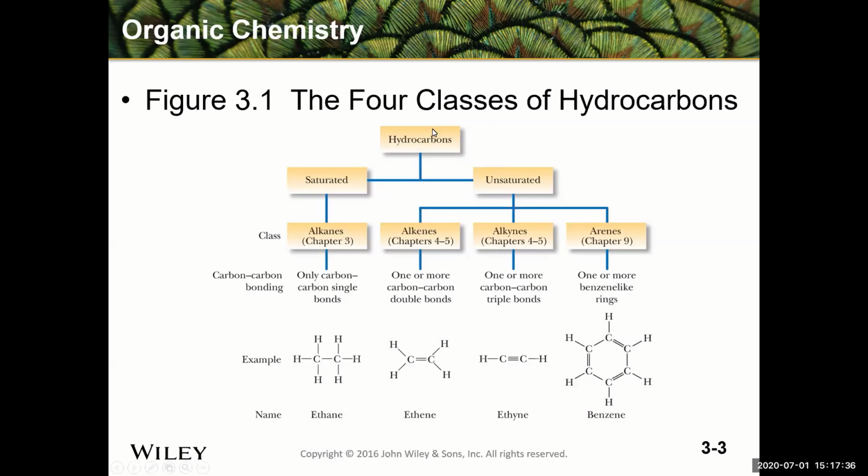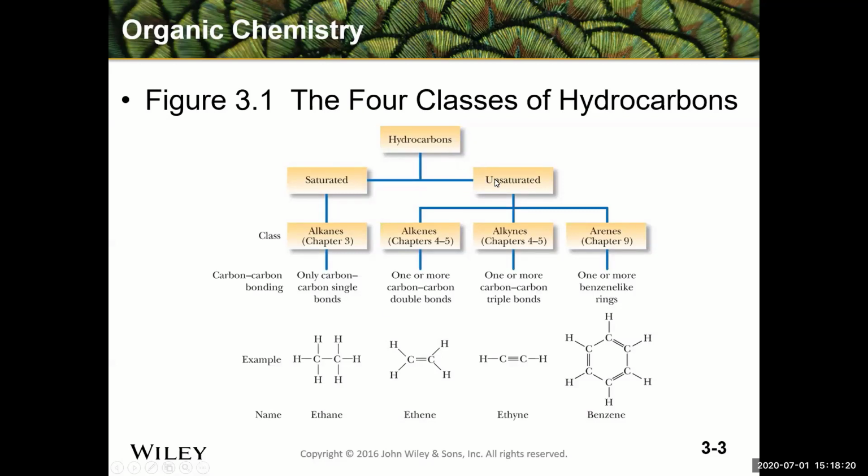So the first classification is between saturated and unsaturated. The saturated hydrocarbons only contain carbon-carbon single bonds. And again, each carbon is bonded to 4 other atoms. So this class of hydrocarbons is called alkanes, and we're going to investigate alkanes a little more. Here's an example of an alkane, ethane. Around each carbon atom there are 4 single bonds, and there are only carbon-carbon single bonds.